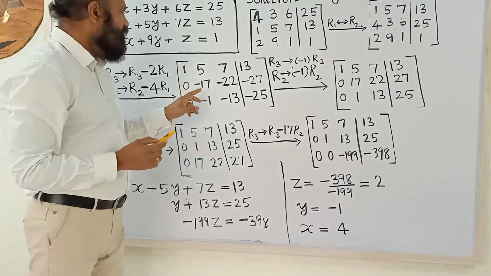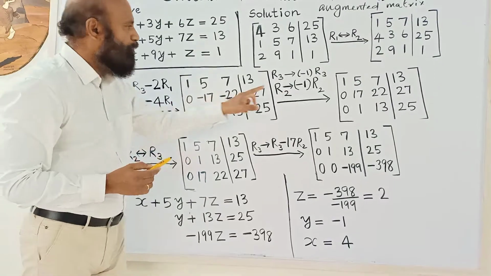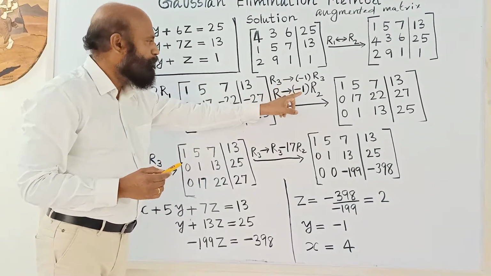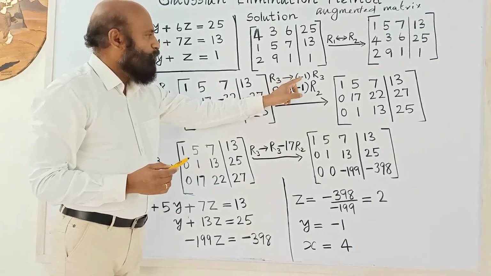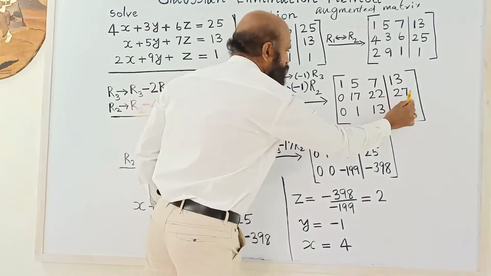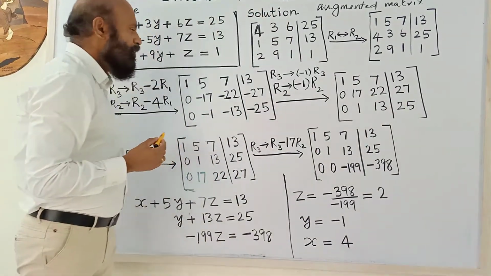Then next, see this number. I have to make it positive. So the elements of the second row are fully multiplied by minus 1. Similarly, the elements of the third row are also fully multiplied by minus 1. So this will fully become positive numbers, and this also will become fully positive numbers.